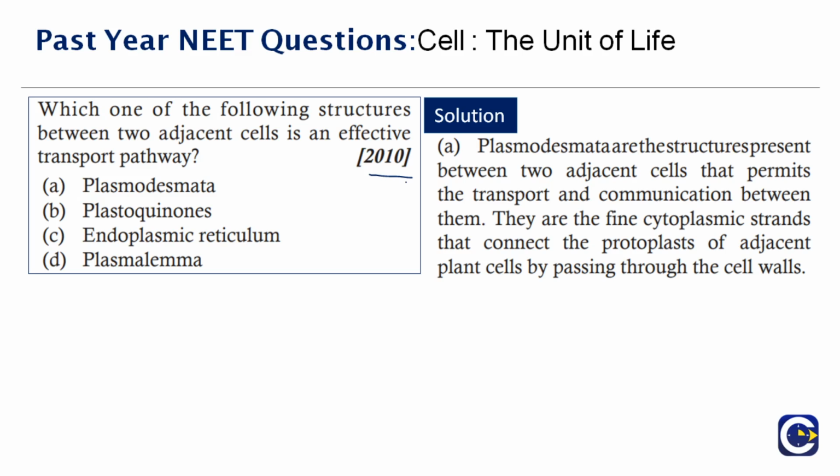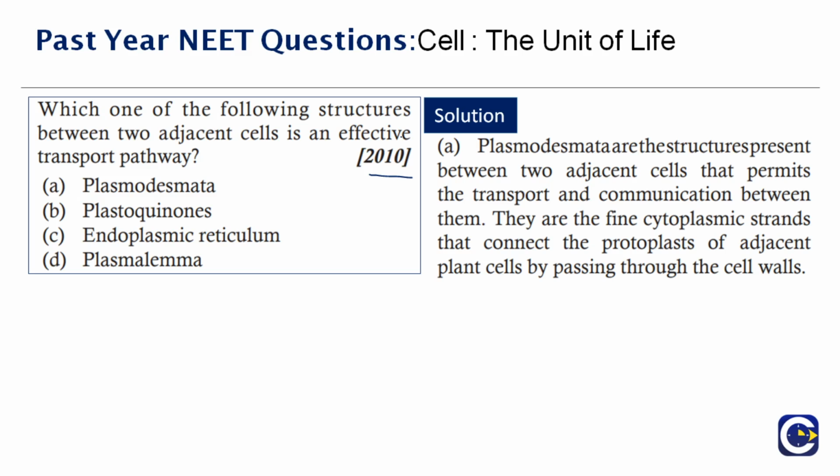plasmodesmata. They are the structures present between two adjacent cells, which permit the transport and communication between them. This structure, called plasmodesmata, is responsible for the transport and communication which happens between the two adjacent cells. They are the fine cytoplasmic strands that connect the protoplasm of the adjacent cells, thereby passing through the cell walls.